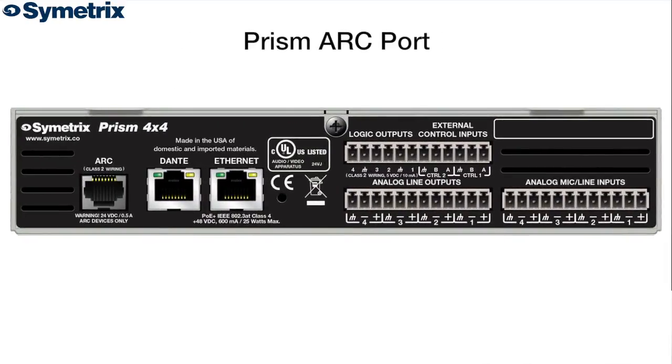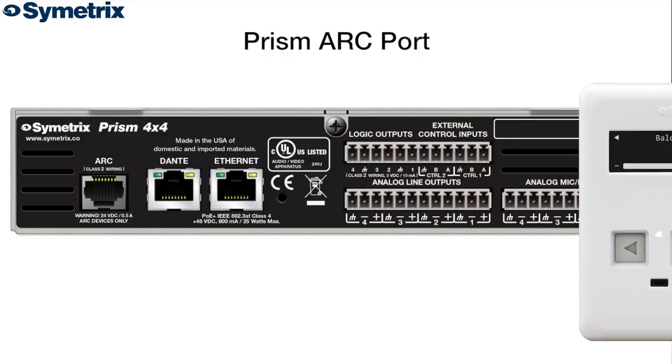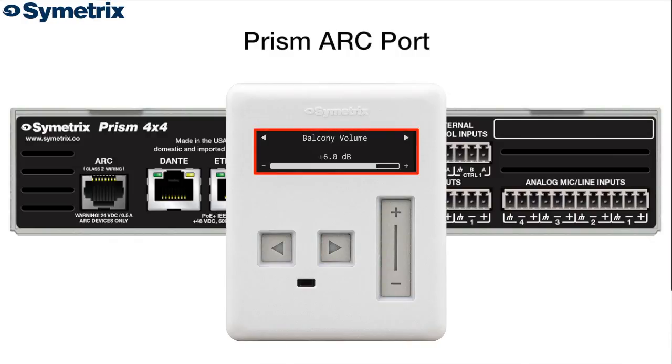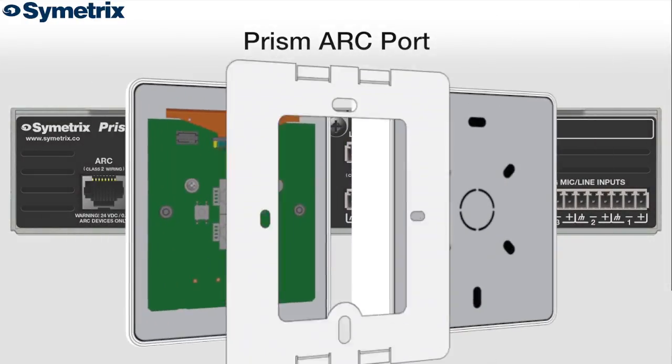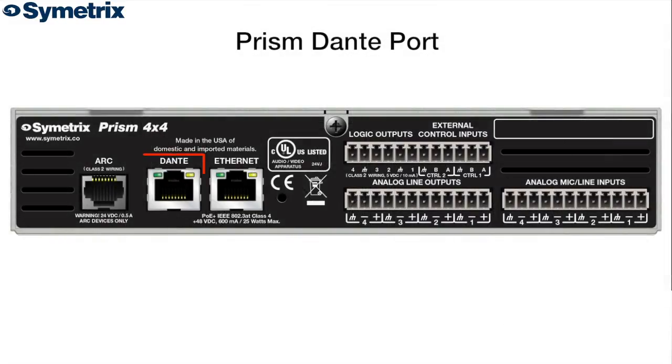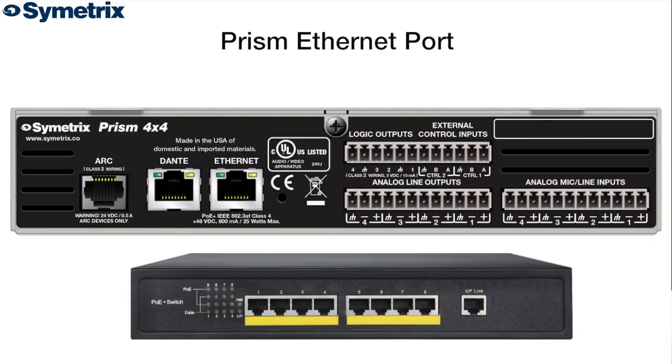Around back, again using the Prism 4x4 as an example, an ARC port supports connection to the Symetrix line of ARC wall panels, including the ARC 3, a controller with a bright, crisp OLED display, and a universal mounting system. Prism's Gigabit Dante port supports up to 64 by 64 channels of low-latency network audio utilizing off-the-shelf switches. An Ethernet port is used for initial programming and real-time third-party control over IP. In the case of the Prism 4x4, this port also receives power from a PoE Plus switch or injector.